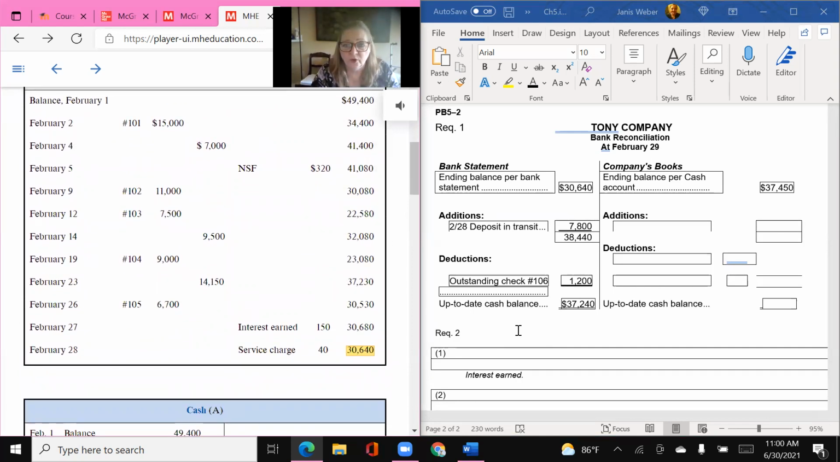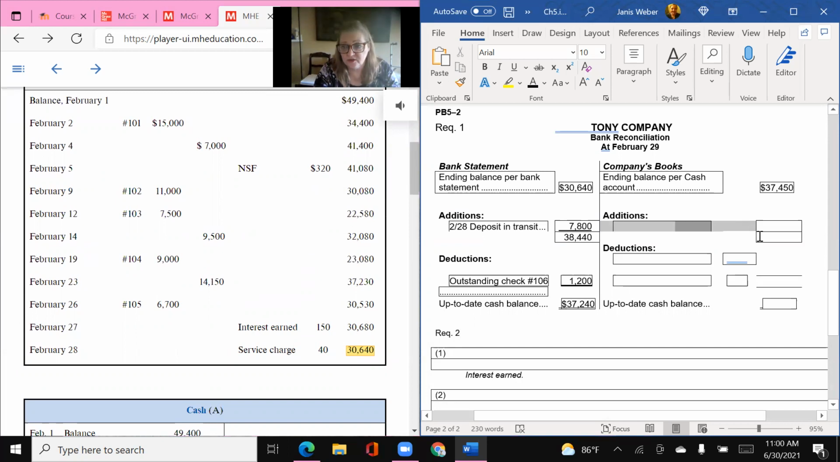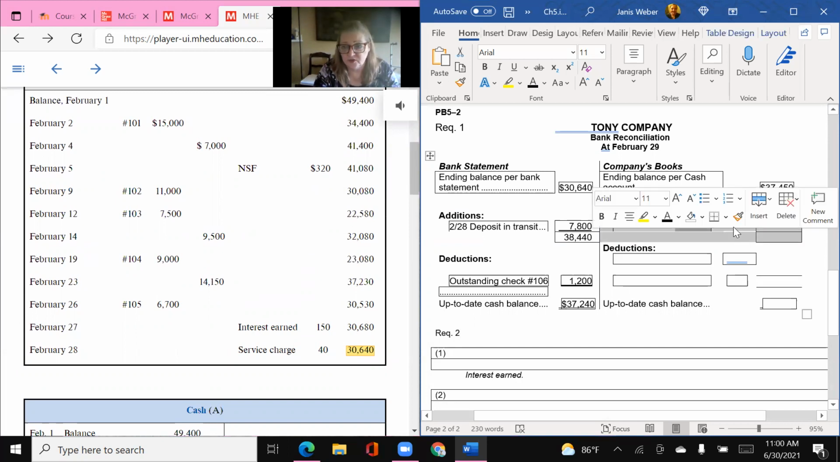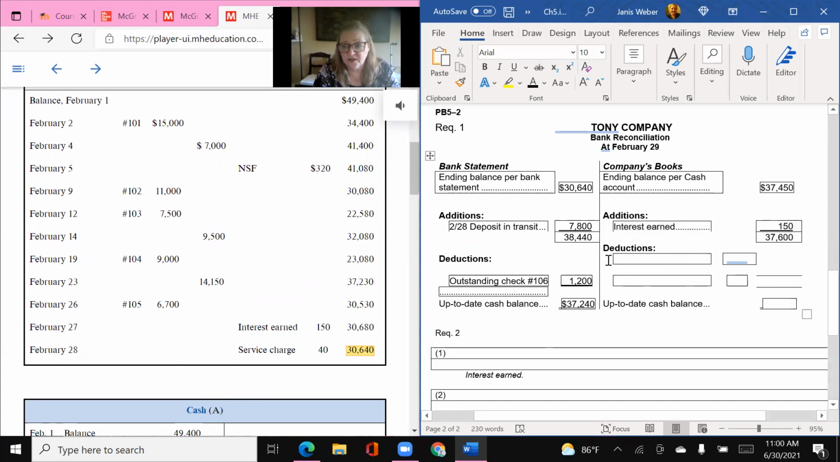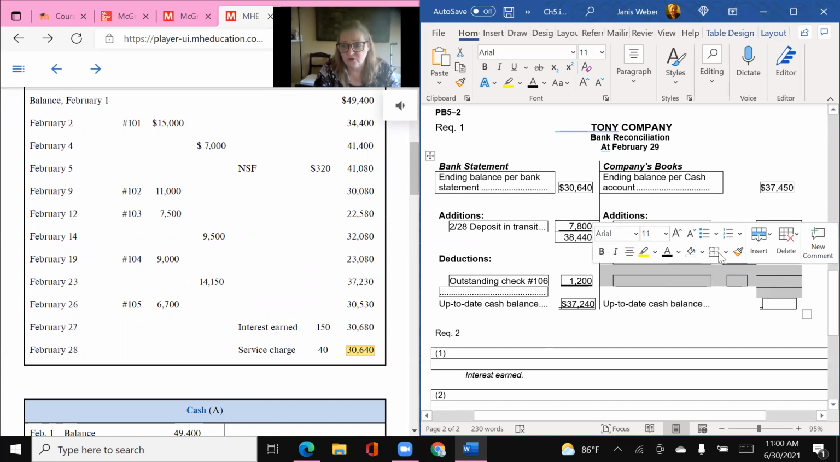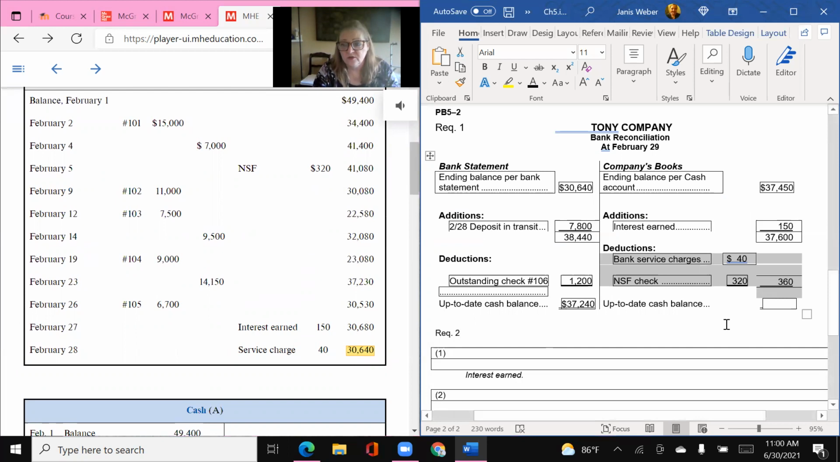One thing we haven't recorded is this NSF check. That's a decrease in our balance. And then an interest income, we have not recorded that. That's going to be an addition. And then service charges, we have not recorded, and that's a reduction. So the addition was just the interest earned, and the deductions were the NSF check and the service charge. So those things were not recorded on our book.